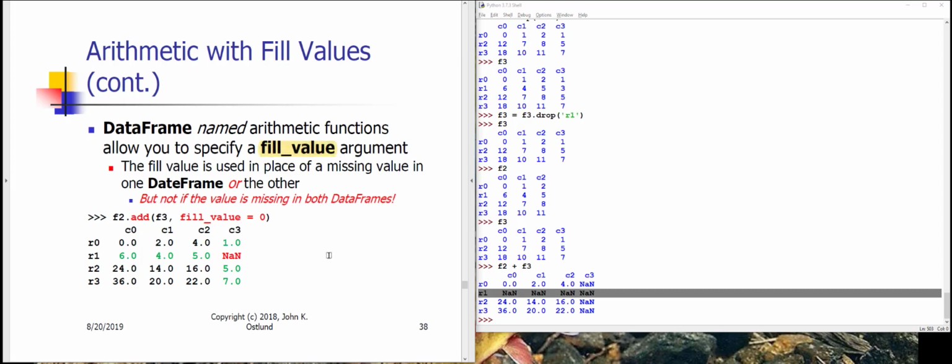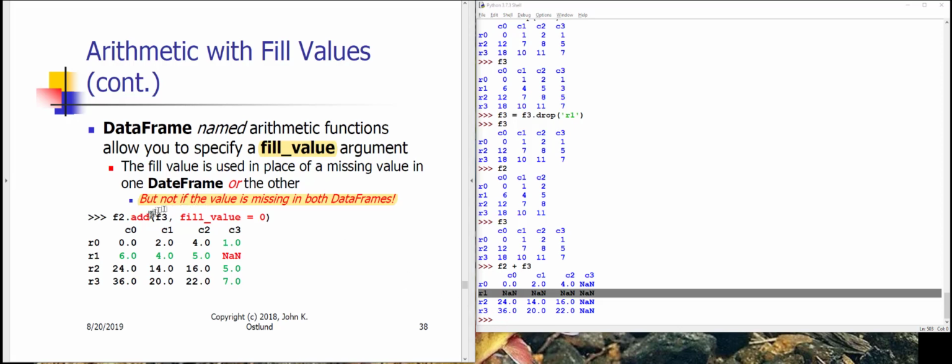It's often the case that you'll have two data sets that are very close to the same kind of shape or organization, but not exactly the same. And it may be that you can simply specify some kind of fill value to be used in the case where data is missing from one or the other of the two data frames. However, I want to be clear here that if data is missing from both the data frames, the fill value is ignored. So let's take a look at this idea of a fill value.